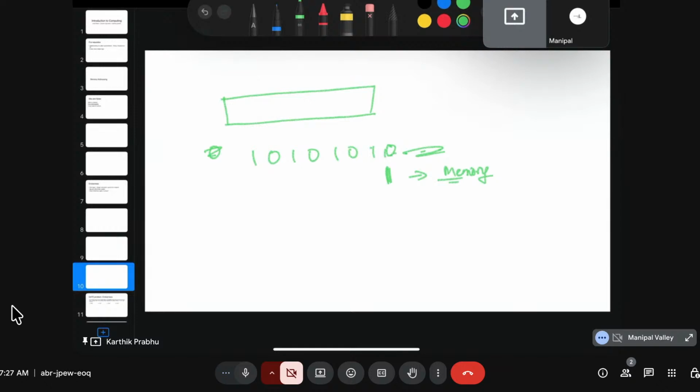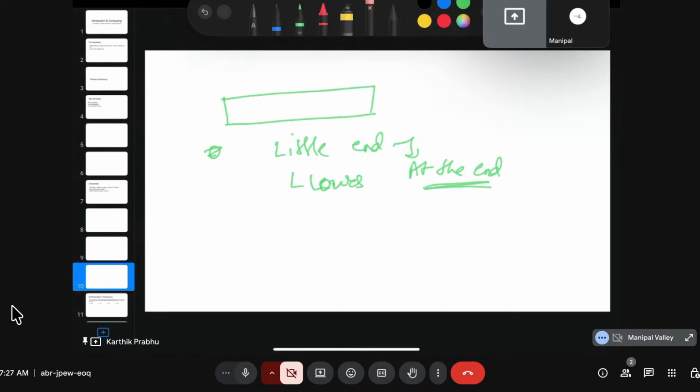So that way you can remember that LE means the little end is at the lowest memory address. Or else you can create some kind of mnemonic. Little means L, least, lowest, and end means at the end, right? So you can remember it like that also. But yeah.